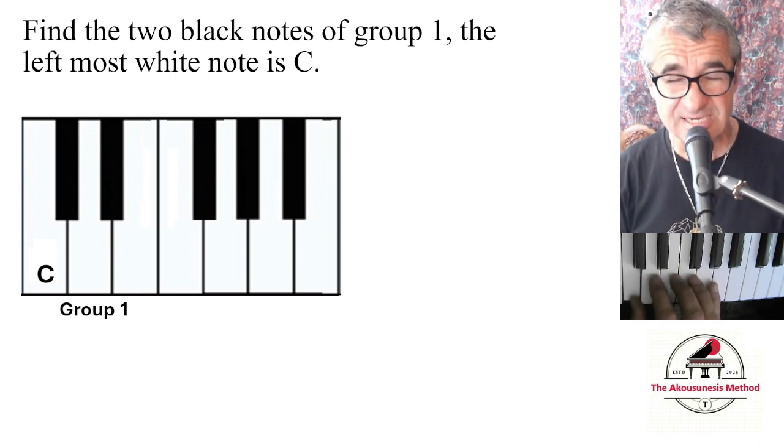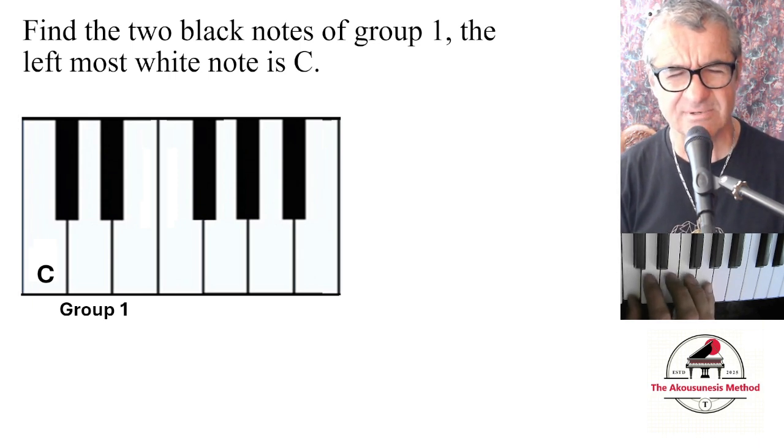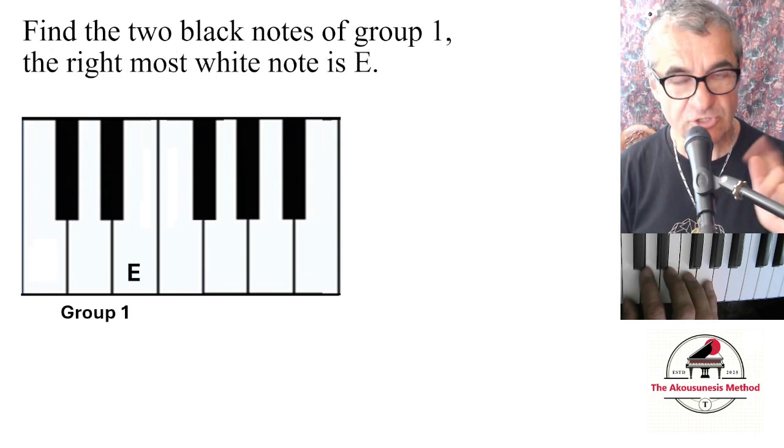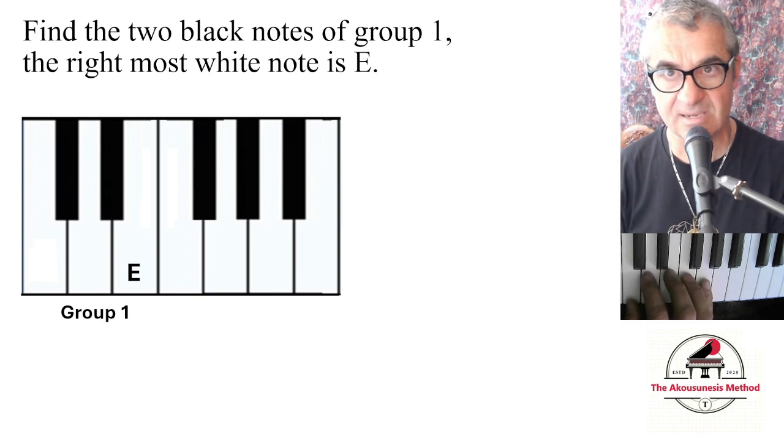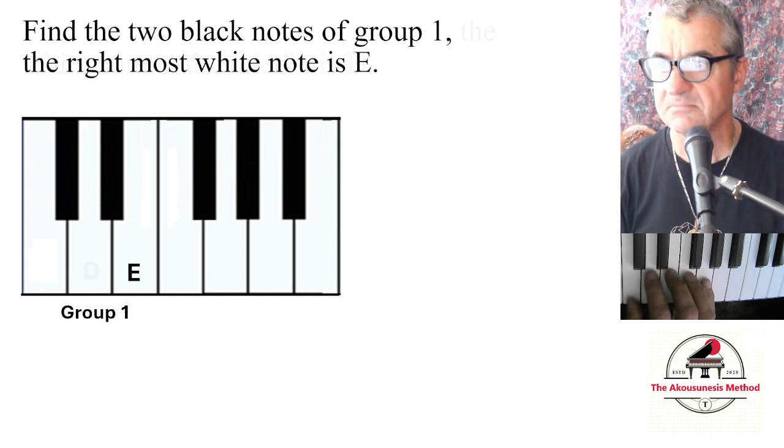Your thumb is C, right? The note on the left is C, right? The note on the right is E. Now, do you see we're not going C, D, E? We're just jumping, okay? C and E.